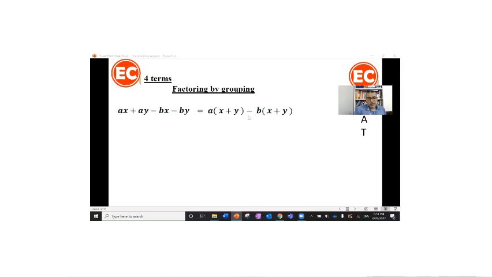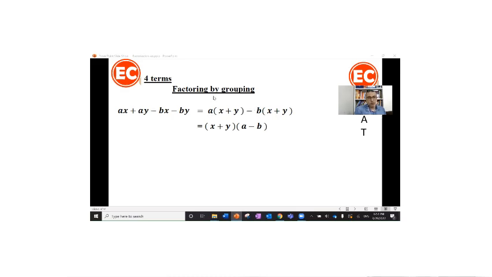And after taking the highest common factor, a and b, the bracket in both terms should be the same. Then I will take this bracket as a highest common factor, and the remainder of the first term is a, and the remainder of the second term is b.